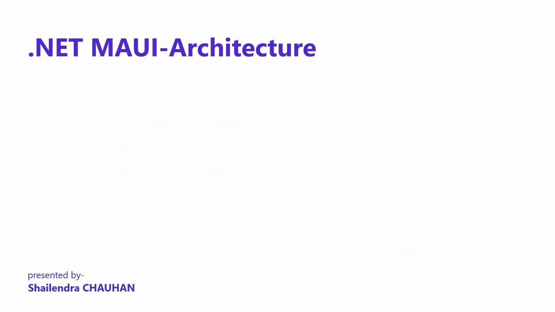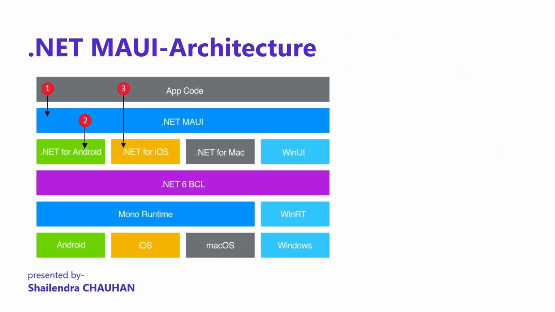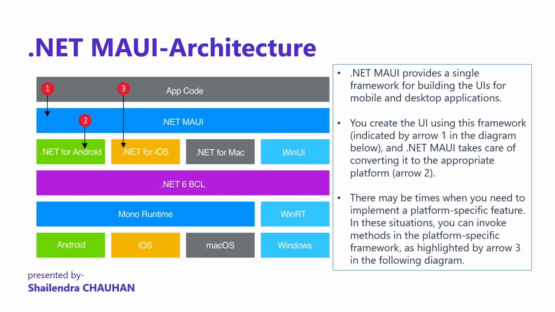Now, what is the .NET MAUI architecture? So .NET MAUI provides a single framework for building the UIs for mobile and desktop applications. You create the UI using this framework, indicated by arrow 1 on the left hand side in the diagram. And .NET MAUI takes care of converting it to the appropriate platform, represented by arrow 2. There may be times when you need to implement a platform-specific feature. In these situations, you can invoke methods in the platform-specific frameworks as highlighted by arrow 3 in the same diagram.